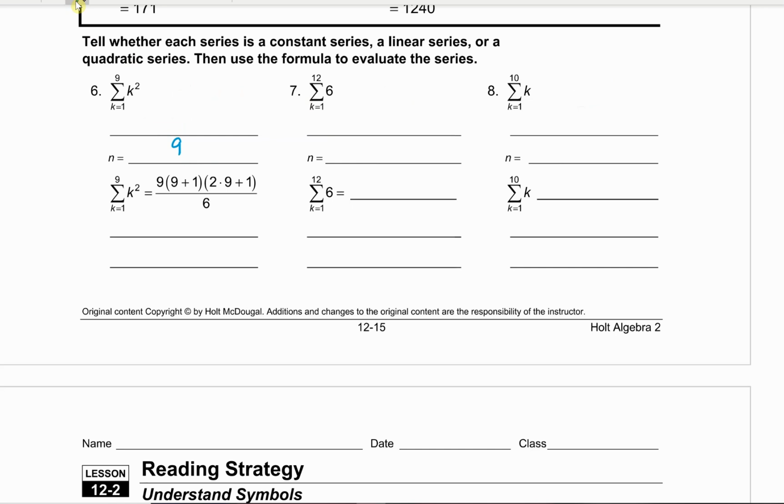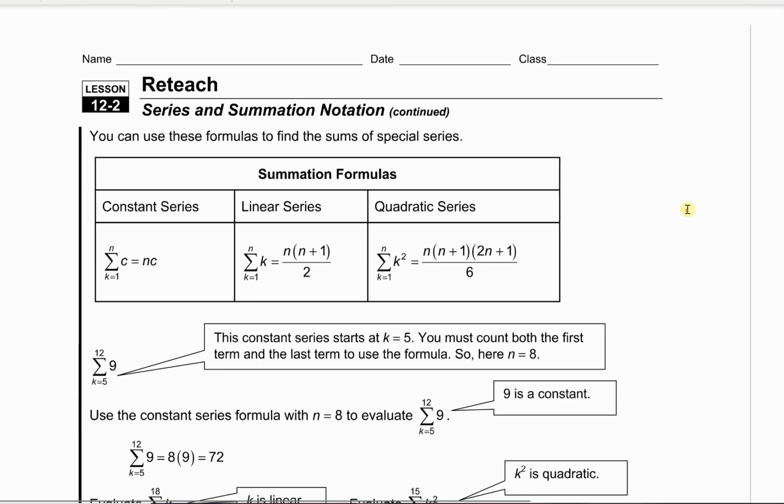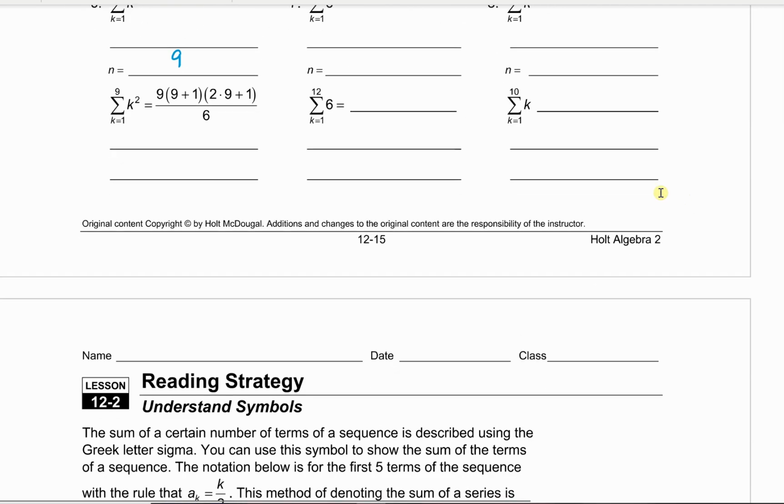So we're going to get this, like I said, 9 times 9 plus 1 times 2, 9 plus 1. Oh, is it plus 1? Yes, it is plus 1. Oh, so I was going to do it wrong. Hey, it's a good thing I made a mistake. Look at that. Mistakes are good. We're going to get 9 times 10 times 19 divided by 6. 9 times 10 times 19 divided by 6 gives us 285.